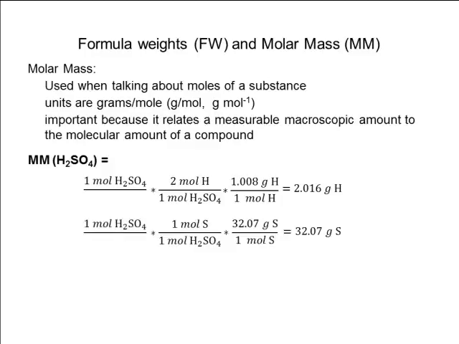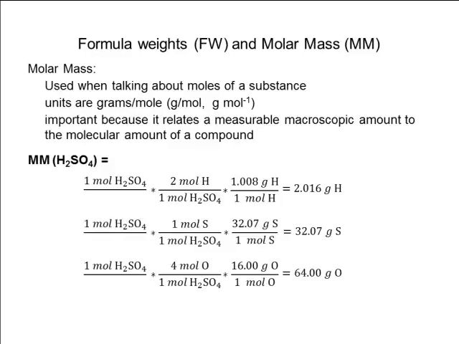All right, so if we do the same for the sulfur, the value is the same. If we do the same for the oxygen, the value is the same. We sum them all up, and we get that 98.09. And so we end up with 98.09 grams of H2SO4 per mole of H2SO4. And that would be the molar mass.